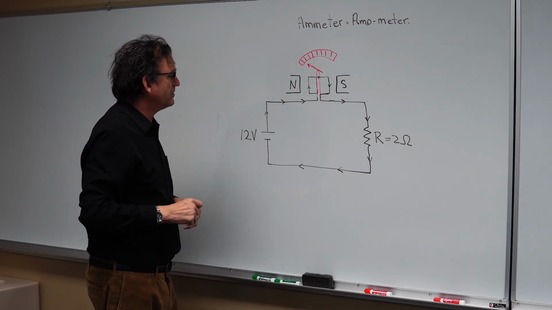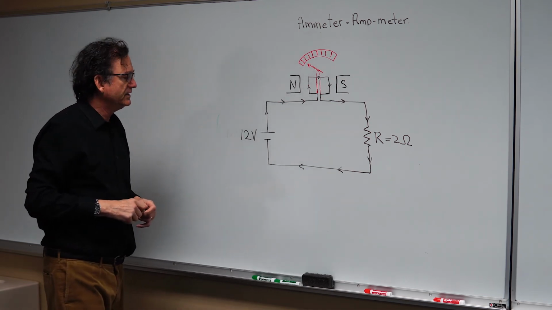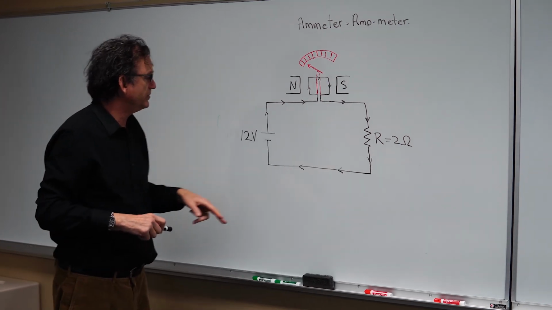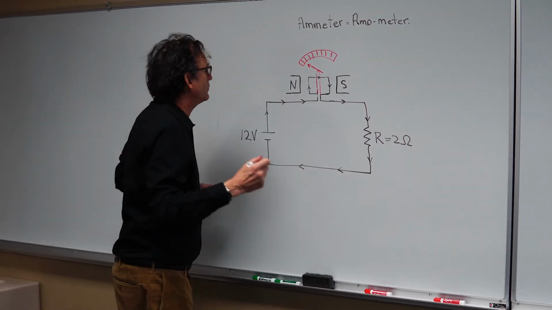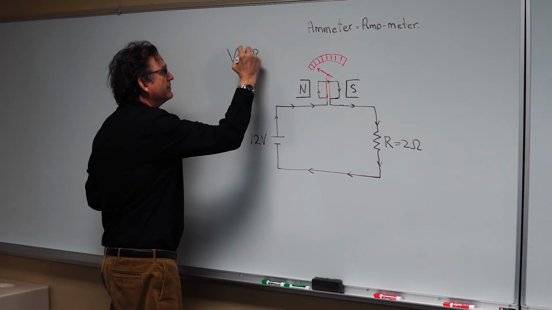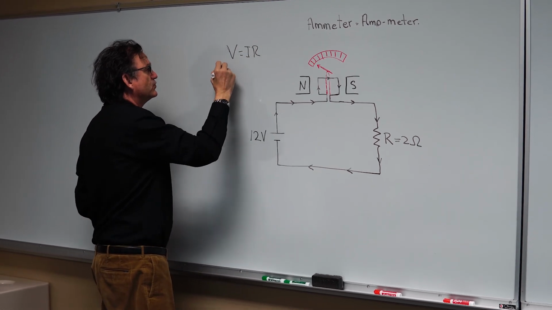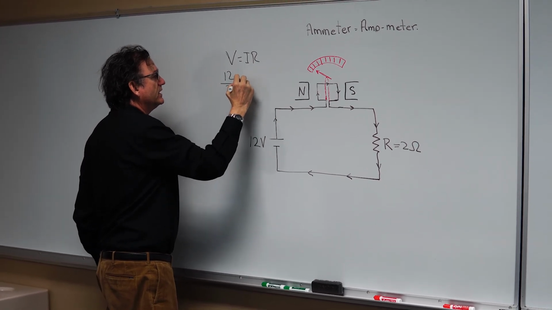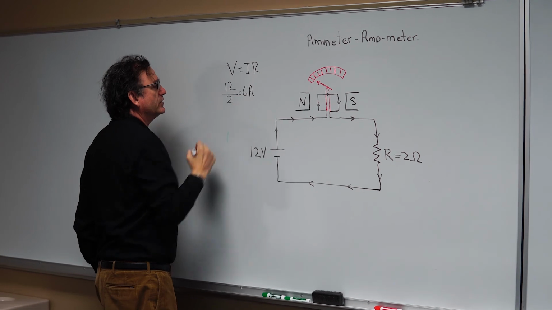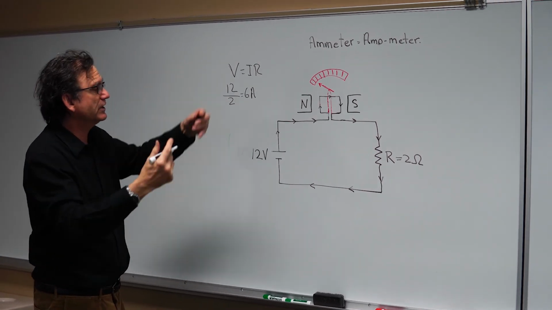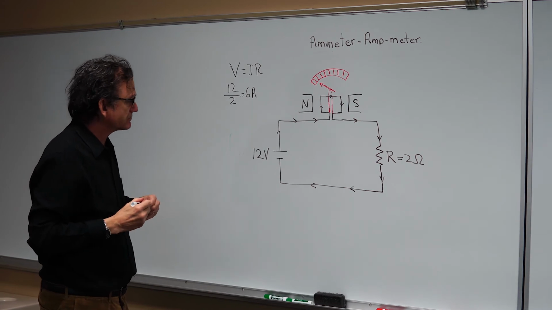Now we know from Ohm's law that the current that is flowing through this will be given by V equals IR. So because the voltage is 12 and the resistance is 2, then we get 6 A, or what we call 6 amperes. So the ampere is the unit of electric current.